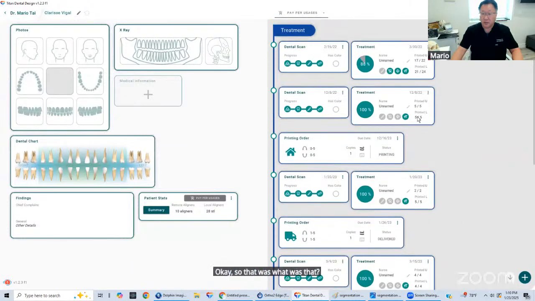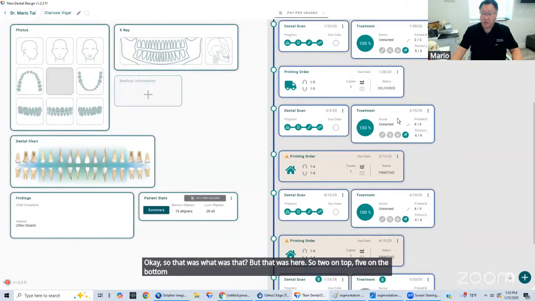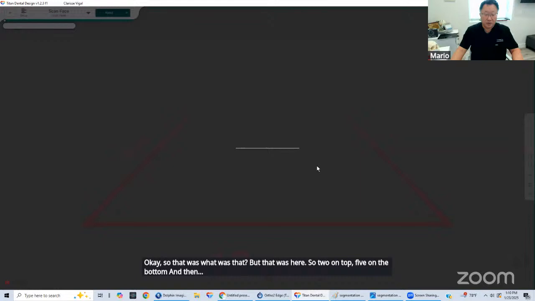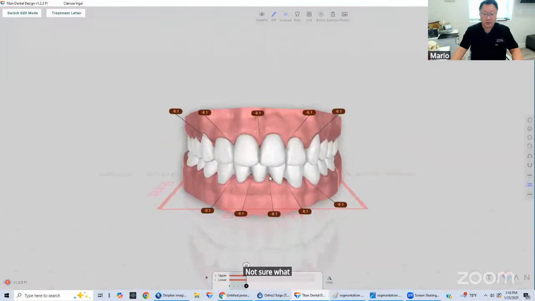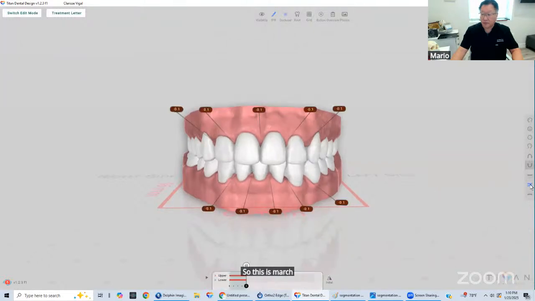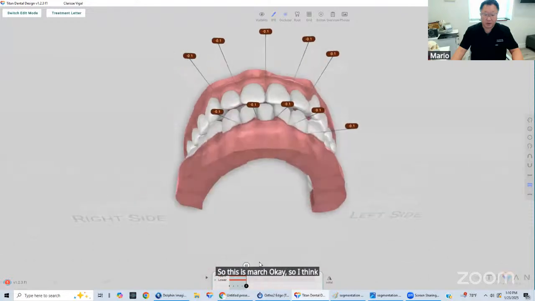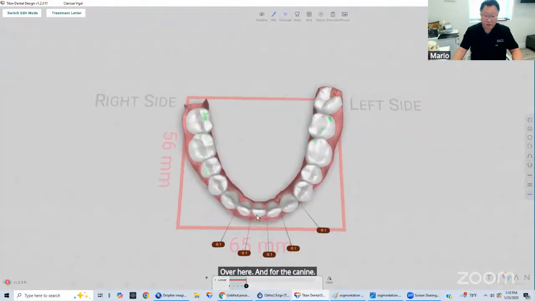Okay, so what did I say? Well, that was here. So 2 on top, 5 on the bottom, and then she came back in March. Not sure what I did for her then, but let's take a look together. So this is March. Okay. So I think I worked on her anterior occlusion probably. So I did a little bit more detailing over here, then for the canine, and on the bottom.